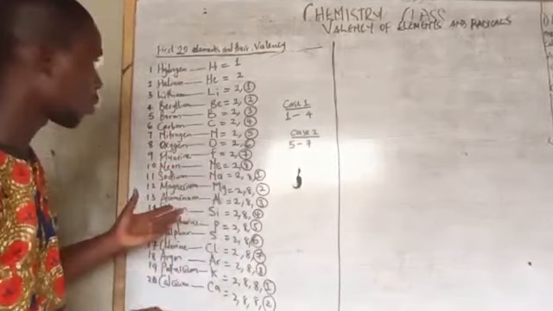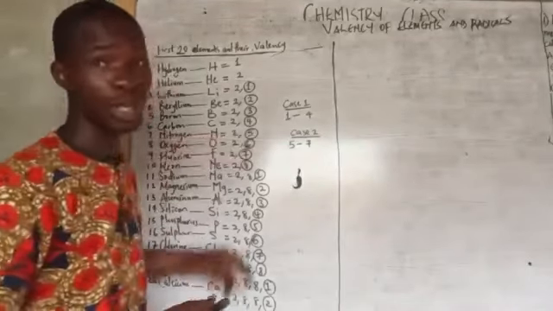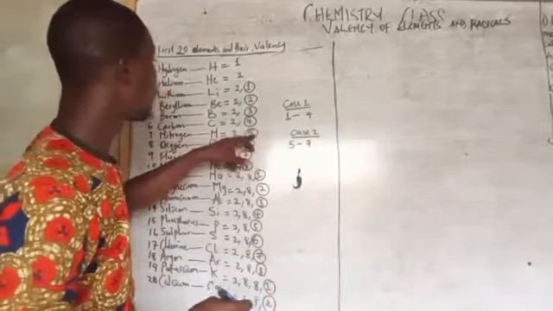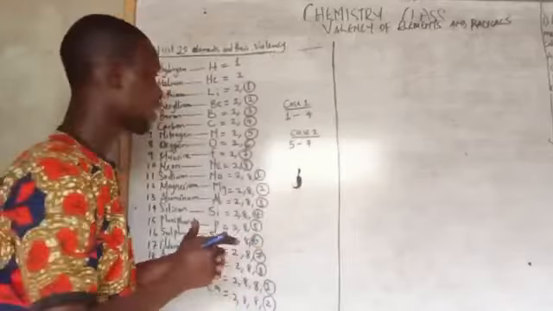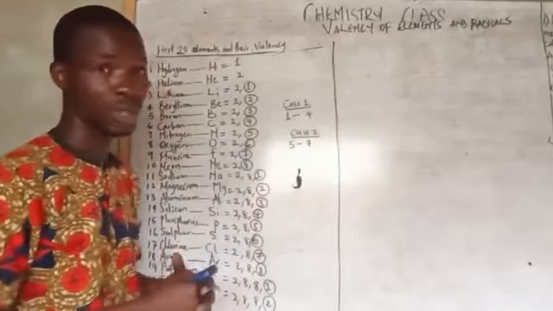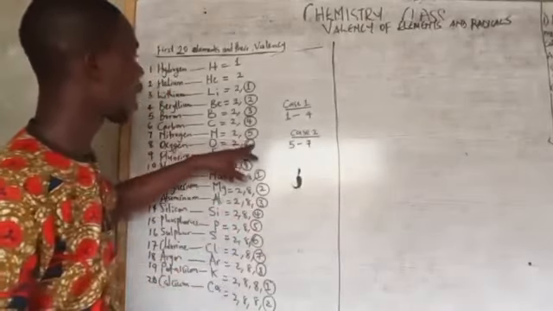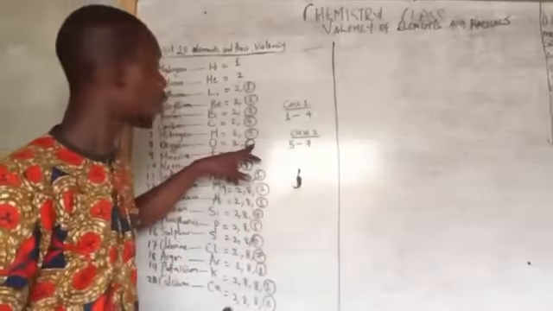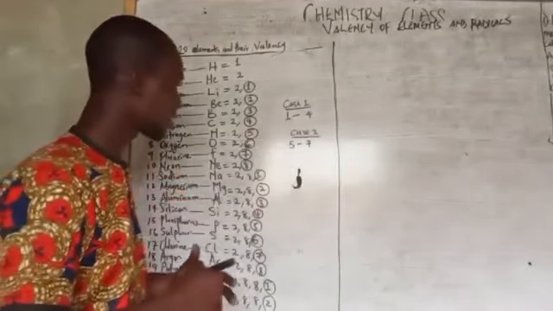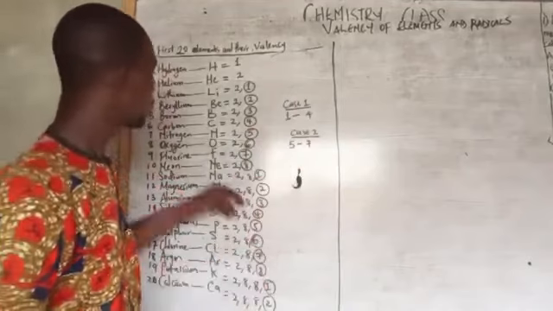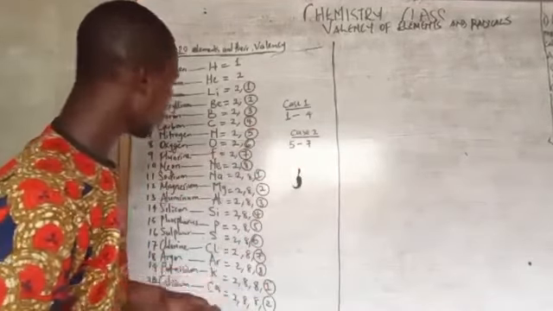So the valency of nitrogen is going to be 3. The valence electron is 5, so we subtract from 8, and that is 3. The valency of nitrogen is 3. What about oxygen? Oxygen has a valence electron of 6, and that falls in case 2. So we subtract, and that is 2. So the valency of oxygen is 2.